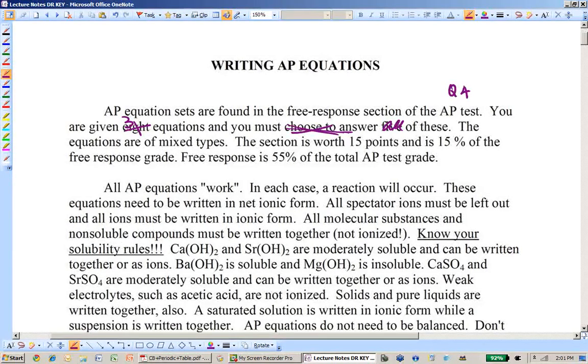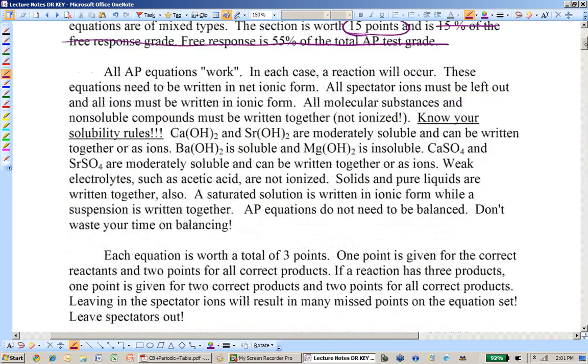The equations are of mixed types, and the set is worth 15 points, and I'm not sure about these percentages right now, so don't worry about it too much, but 15 points is a big deal. So you want to make sure that you get as many of those 15 points as you possibly can. The nice thing is that all of these AP equations work, meaning that the chemistry really does happen, so you don't have to think about that. You just assume a reaction will take place.